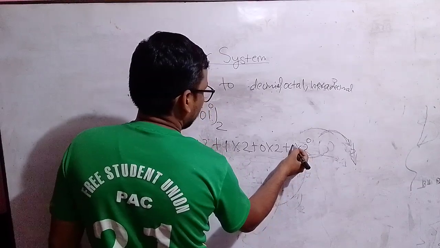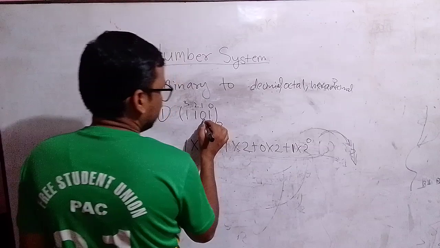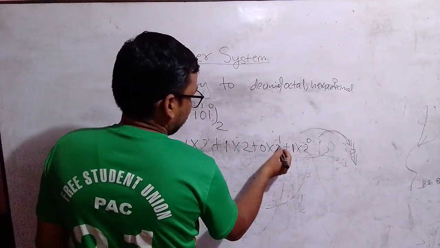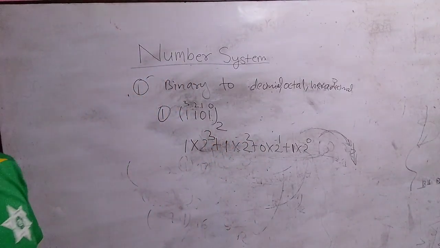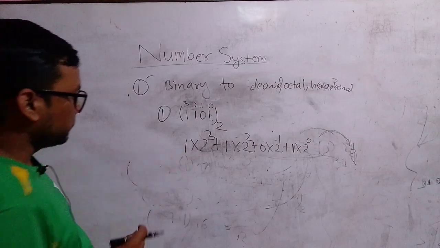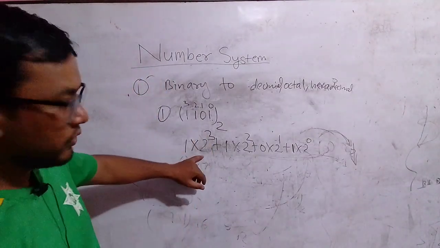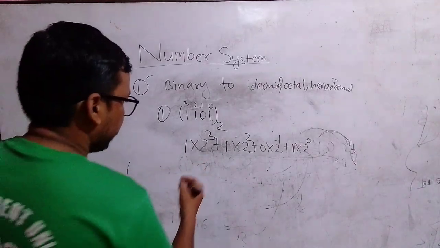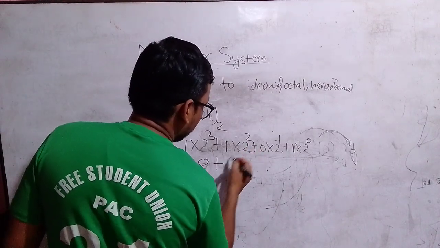Now, what is the power of 2? 0, because the position of 1 is 0. The position of 0 in this number is 1, so we need to write power of 2, 1, power of 2, 3, in this way. We need to write in this way. Now what is 2 to the power 3? 8, plus what is 2 to the power 2?